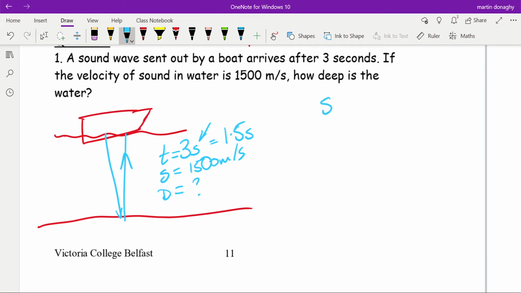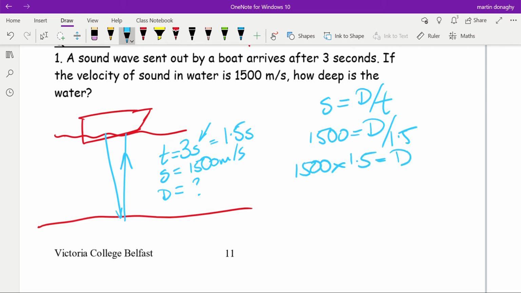So let's do speed equals distance divided by time. 1,500 equals distance divided by 1.5. Multiply both sides by 1.5, and that gives us that the distance to the bottom is, what's it, 2250 meters. Let me just check that in the calculator. Yeah, okay.